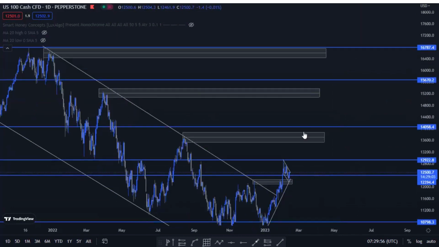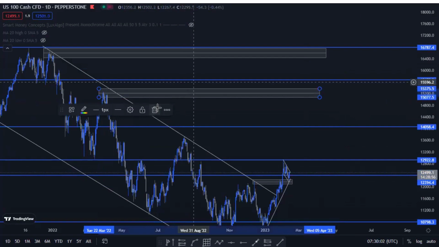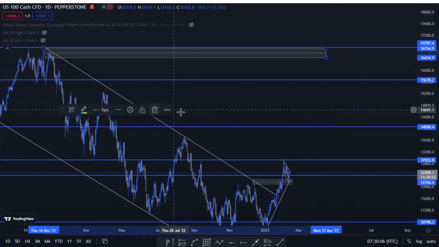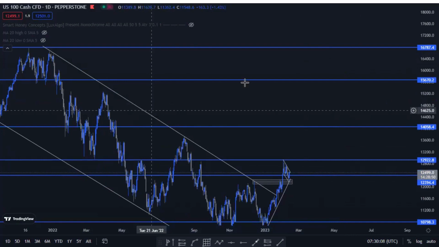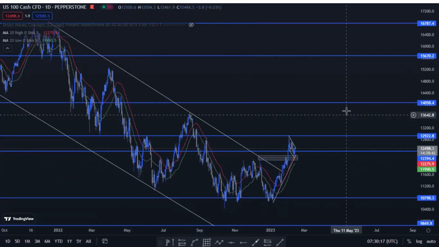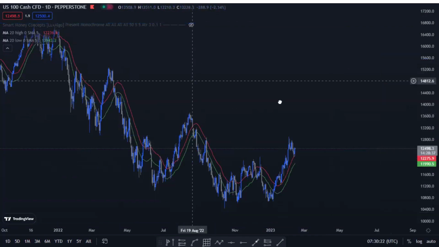So now it's time to reveal the moving averages indicator, whereby you can use them to follow price. If you like using indicators, make sure that you use these, which are moving average 20 and moving average 20. It's both moving averages 20. Let me remove these drawings so you can see it properly.